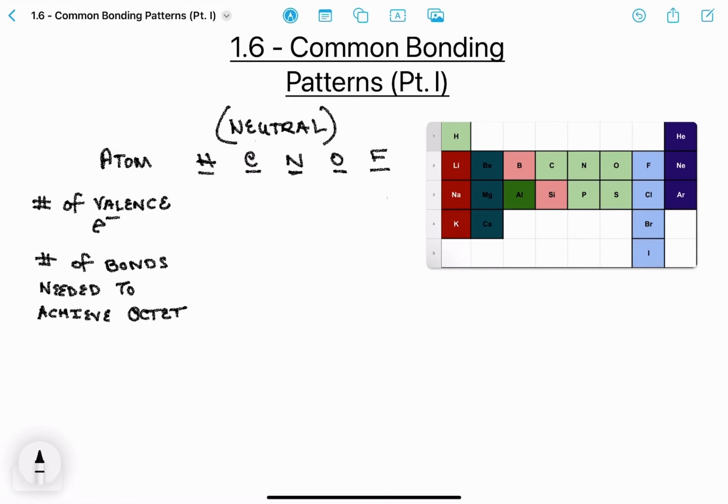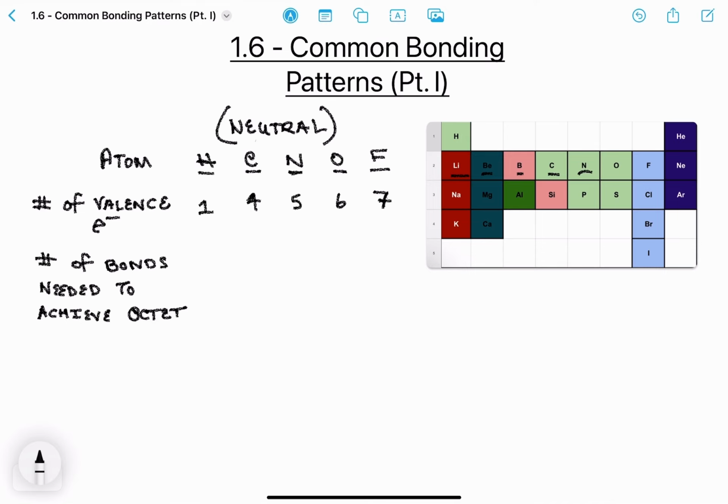If we look at the organic chemist's periodic table, it will help us determine the common bonding patterns of the most common atoms that we're going to see in organic chemistry. And so if we look at hydrogen, hydrogen has one valence electron because it's in group 1 of the periodic table. Carbon is going to have 1, 2, 3, 4 valence electrons. Nitrogen is going to have 5, oxygen 6, and fluorine is going to have 7.